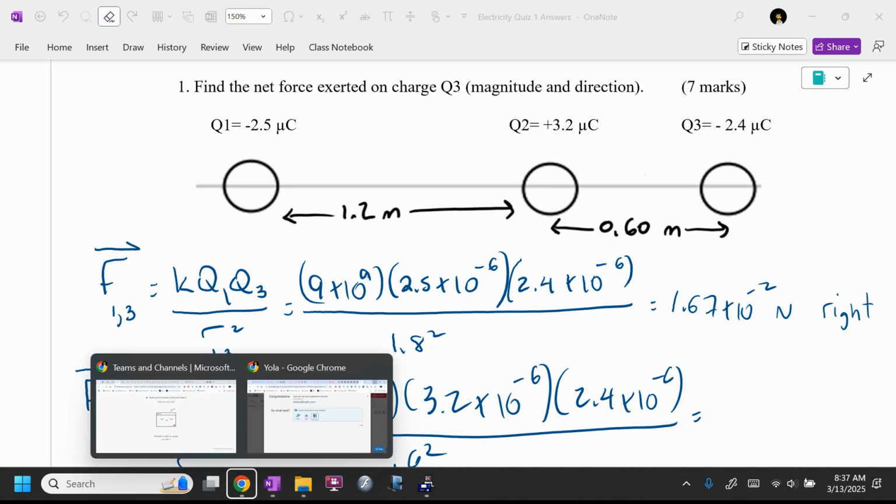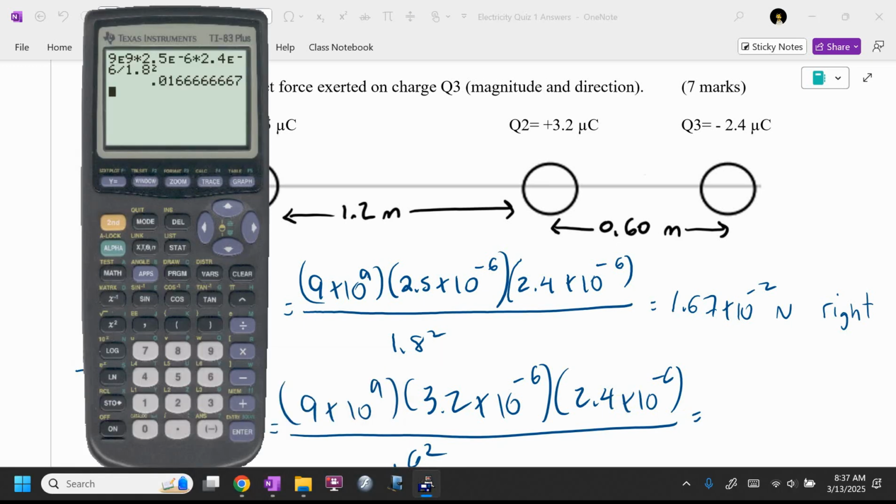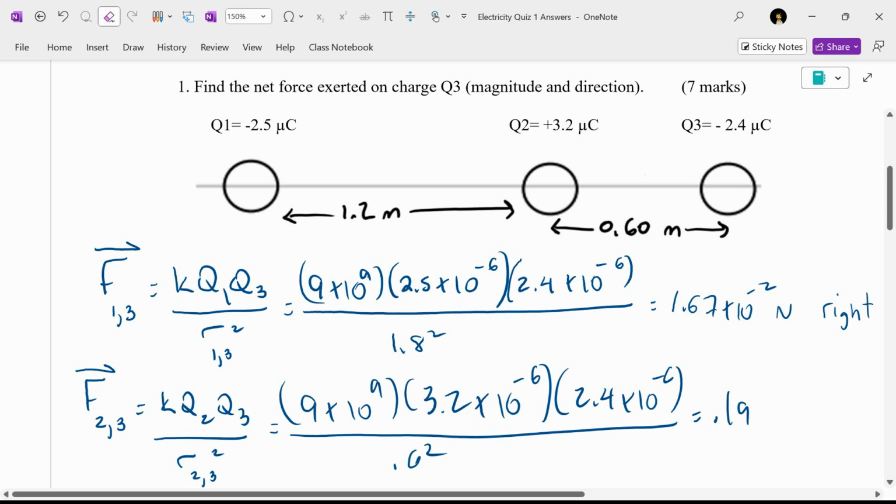The nice thing is I should be able to just backspace and edit and change a few numbers because I like the 9 times 10 to the 9th. I want this to be a 3.2 and I want this to be a 0.6. And now I think I'm good. I get 0.192, much bigger force. Newtons. Direction, this is going to pull it to the left because unlike charges attract.